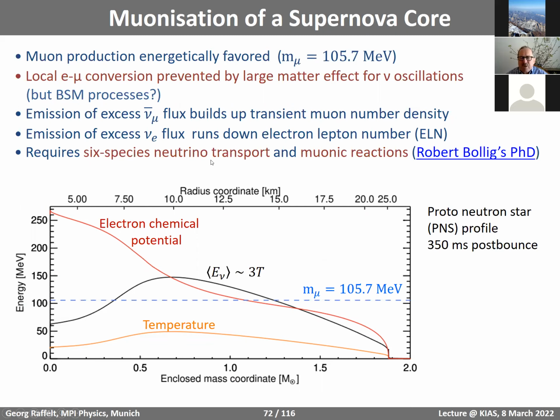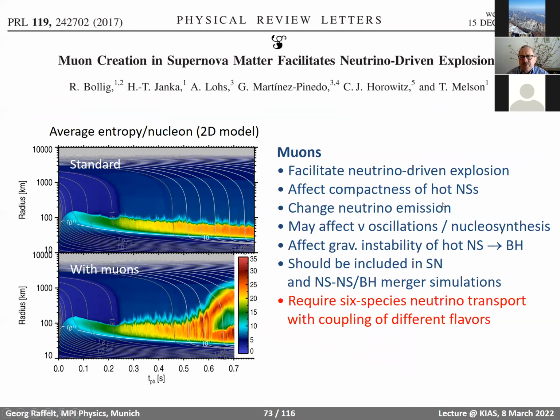But to do this properly, one has to implement six-species neutrino transport, which from a particle physics perspective would be the most natural thing to do. You have e, mu and tau neutrinos and the antiparticles, which is 6 species, which all have different opacities and different behavior, and they all should be implemented separately. But this is only done now in special studies by the Garching group. Here they show that the muons actually help a little bit with the explosion, which is shown here. But let me not spend too much time on this question.